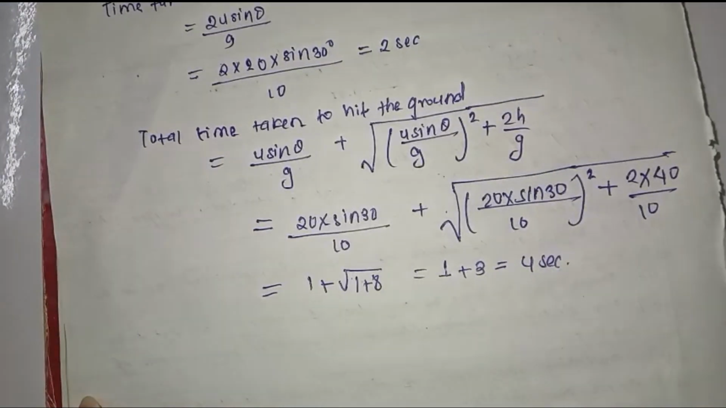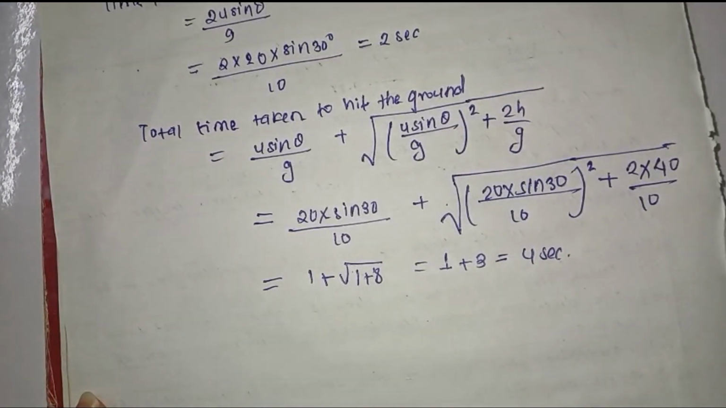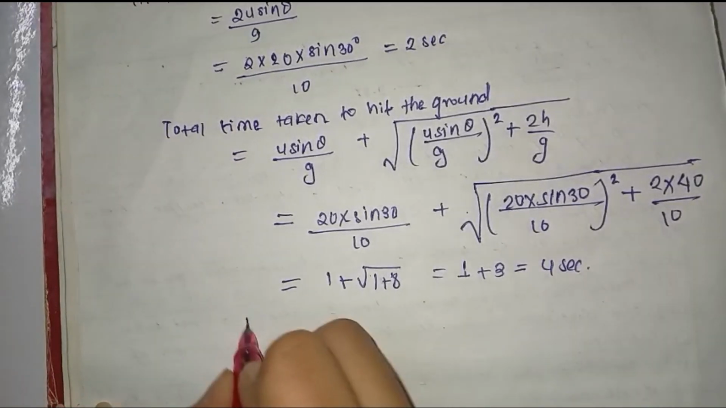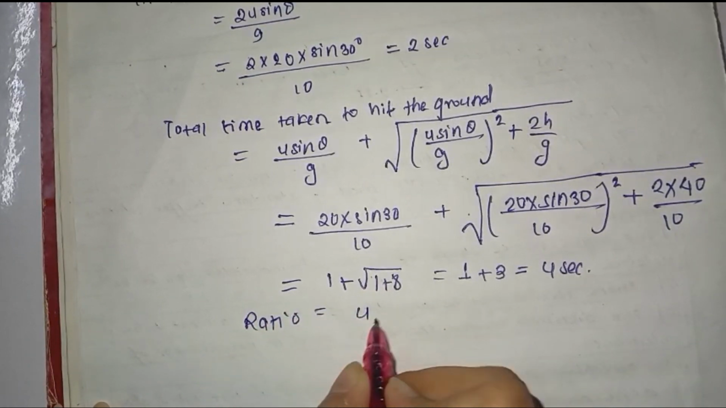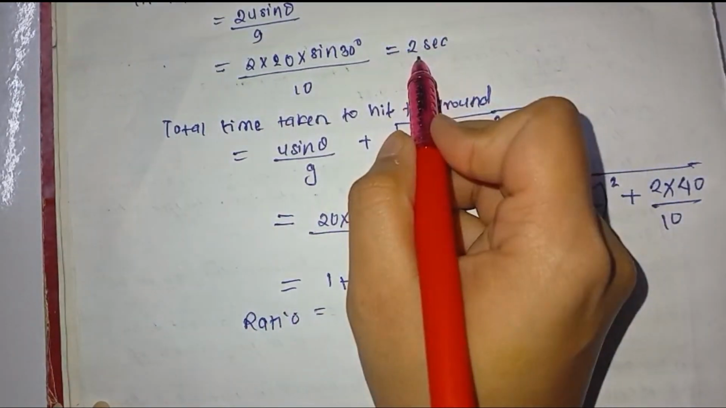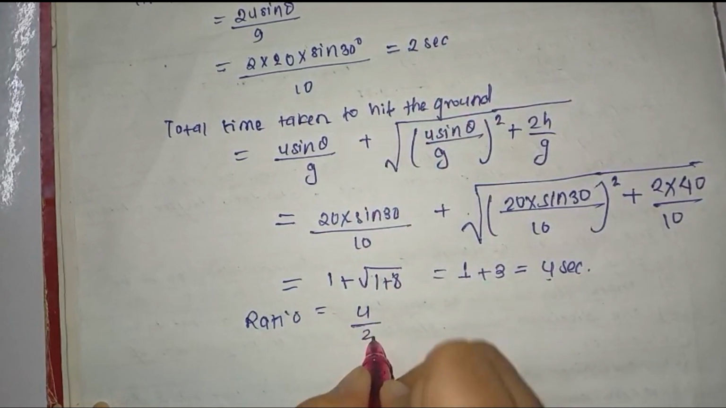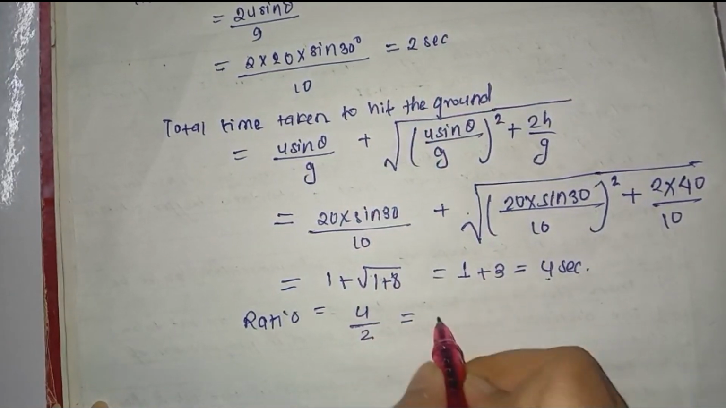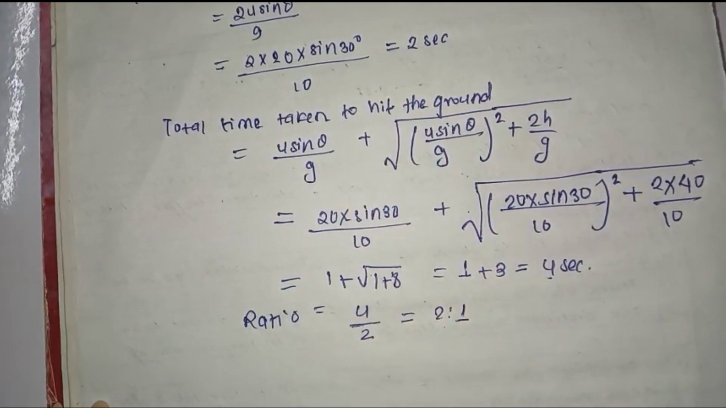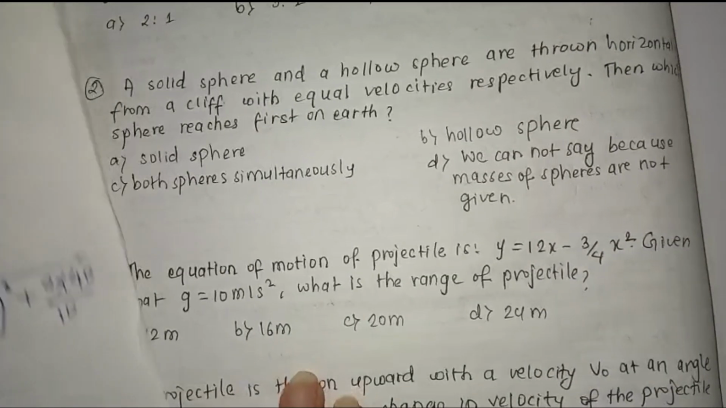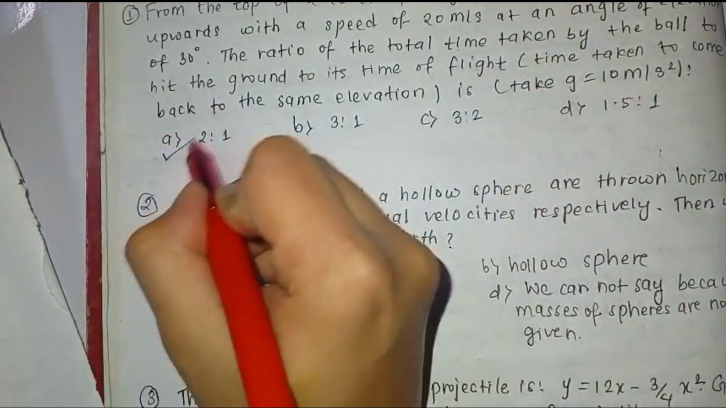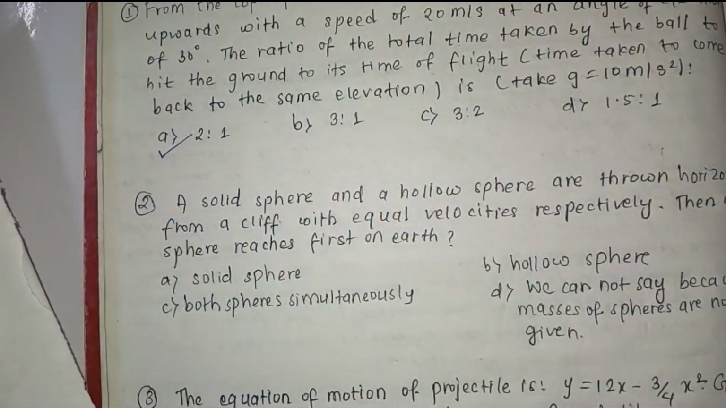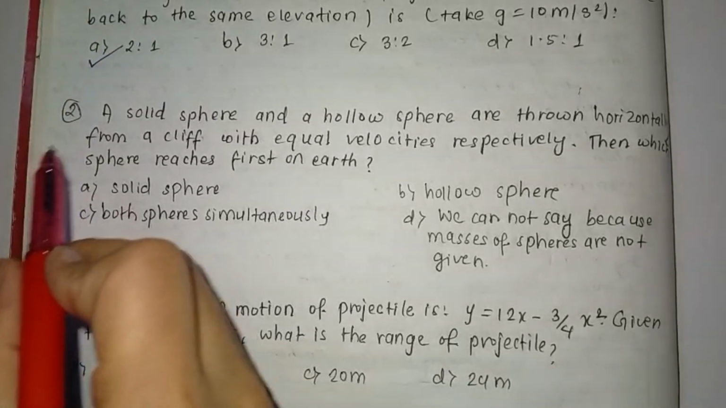Now ratio of total time taken to hit the ground to time taken to come back to same elevation, ratio is equal to 4 upon 2 is equal to 2:1. So our answer is A, 2:1. Now let's see question number 2.